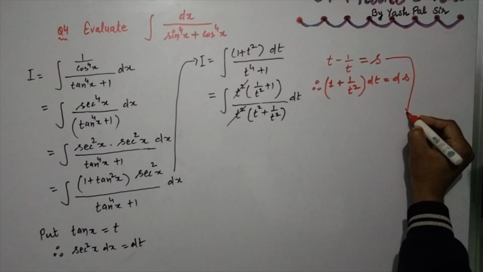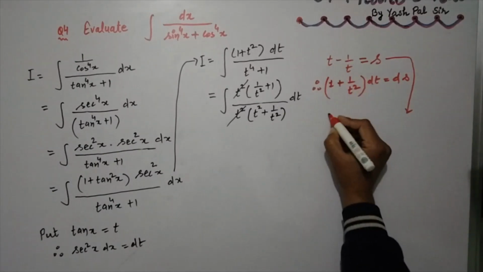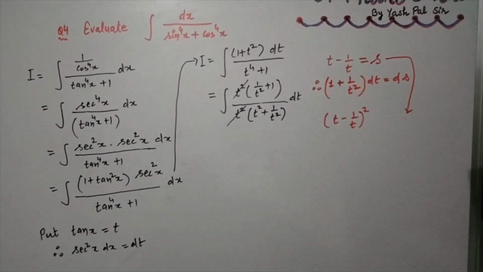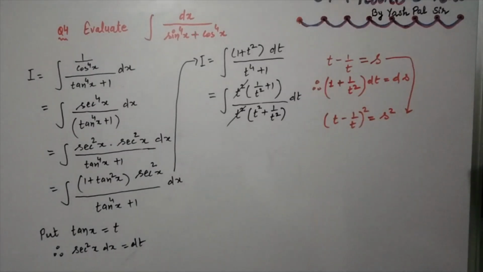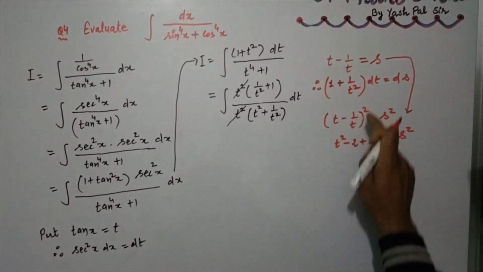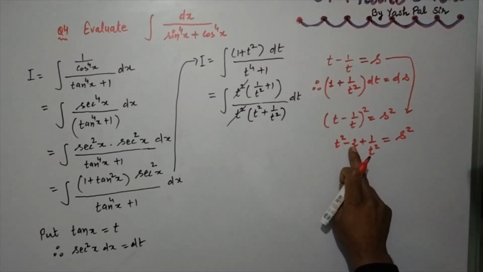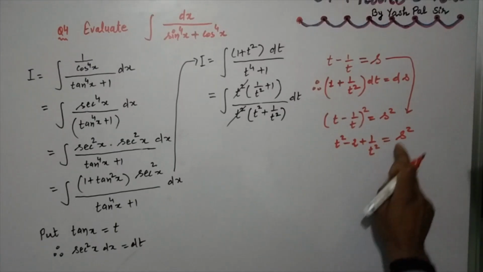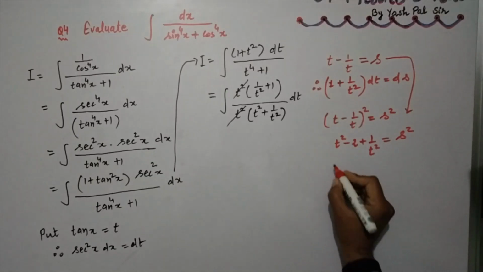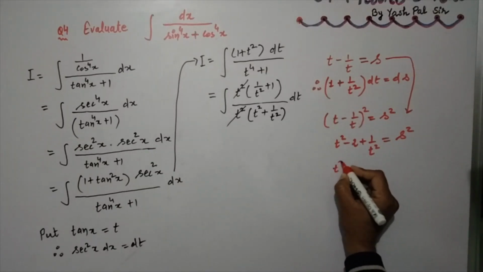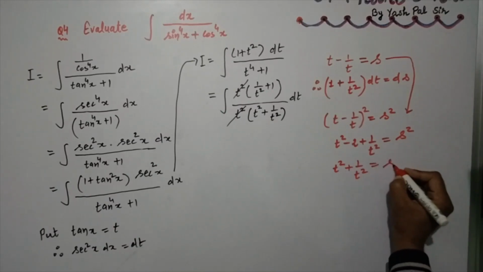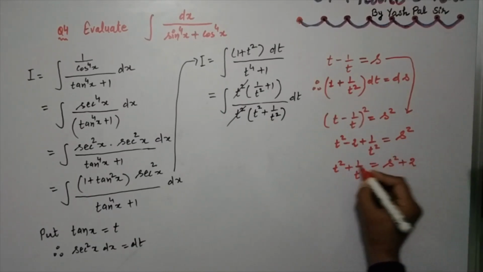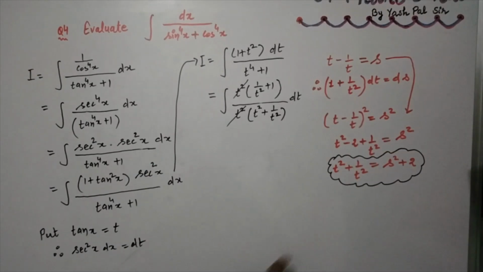Right? So what more are we doing here? What is the square of this? That is, t minus 1 upon t whole square is equal to s square. Opening this square, we have (a minus b) whole square, a square minus 2 into a into b plus b square, is equal to s square. So it gives us t square plus 1 upon t square is equal to s square plus 2.